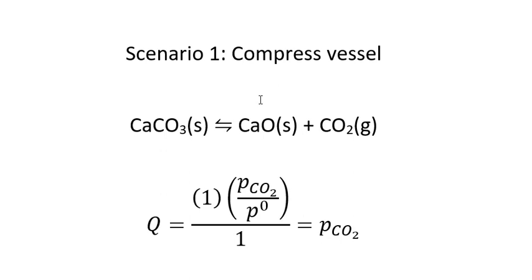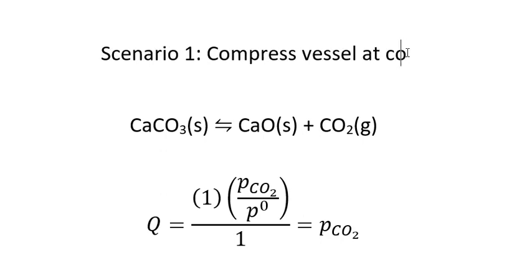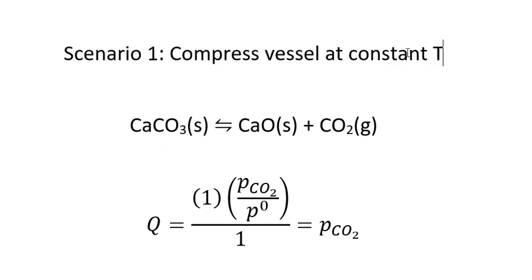In our first scenario, let's compress the reaction vessel. If we compress the reaction vessel, what's going to happen to the value of Q? Well, the partial pressure of the carbon dioxide is going to increase. We should be more specific and do it at constant T. If we don't do it at constant temperature, we could change the value of the equilibrium constant, and we'd be changing two variables at the same time. So to keep it simple, let's compress the reaction vessel at constant T.